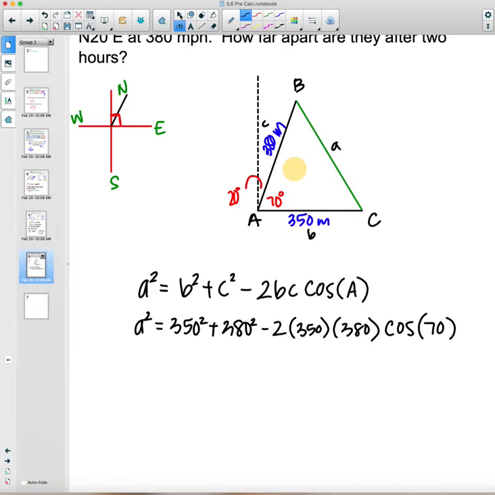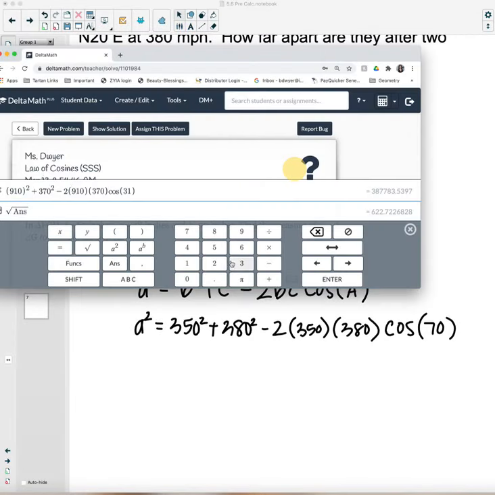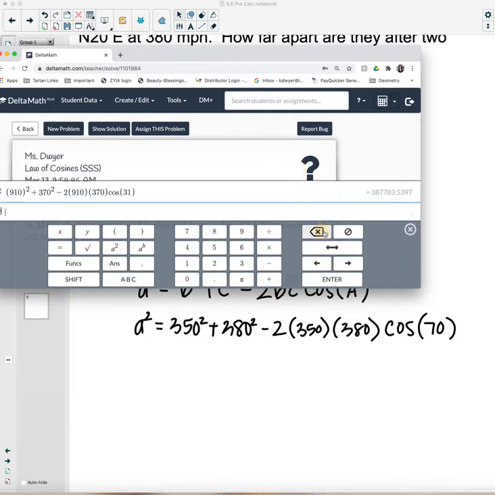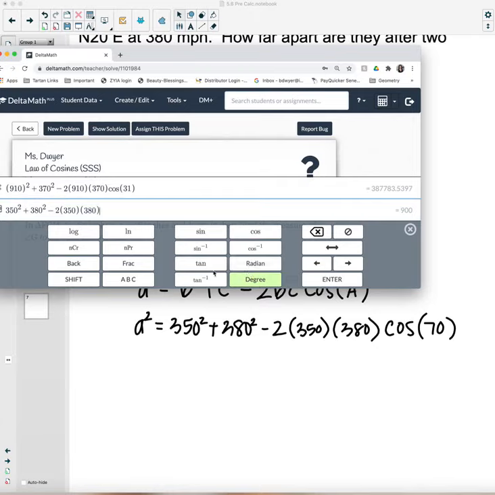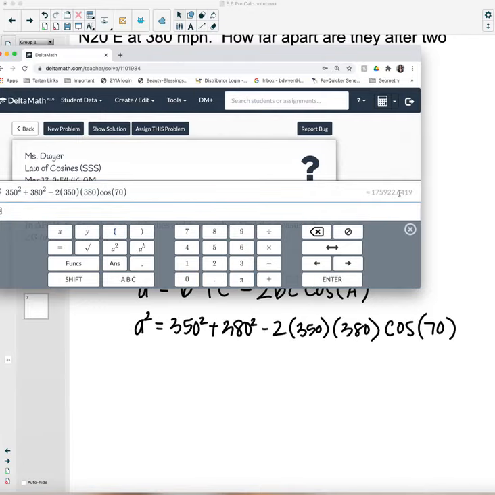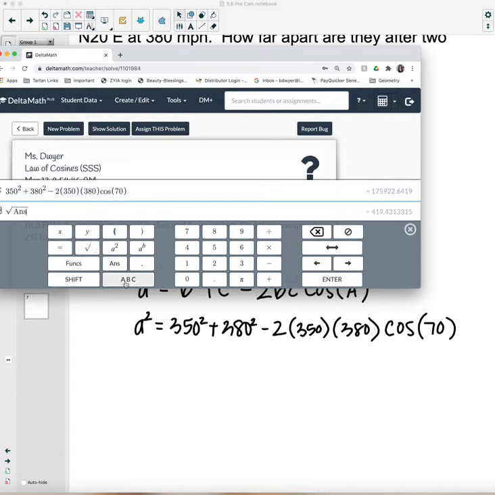So then, again, we can just type this into our calculators just like it looks, since our variable is over here. So I'm just going to clear this out. All right, so we've got 350 squared plus 380 squared minus 2 times 350 times 380, and then we want cosine in degree mode of 70. So that's our A squared. Then to get A, we would square root that answer, and we'd get 419.43.